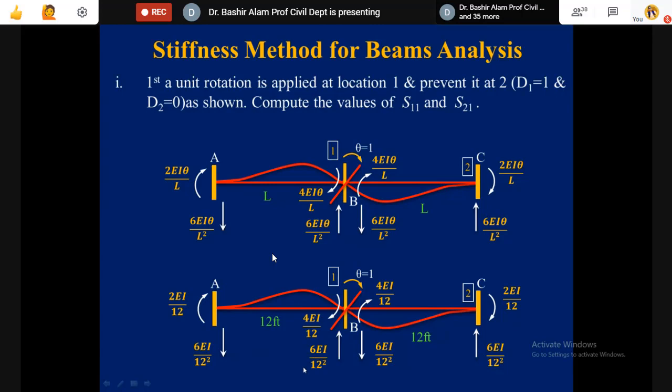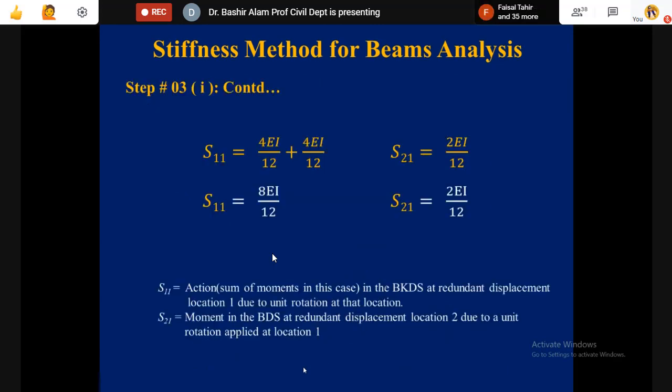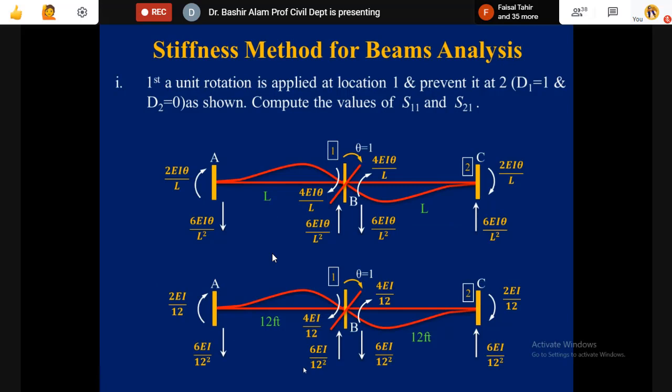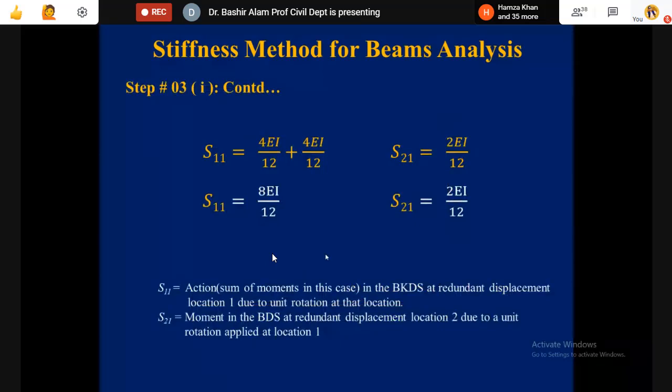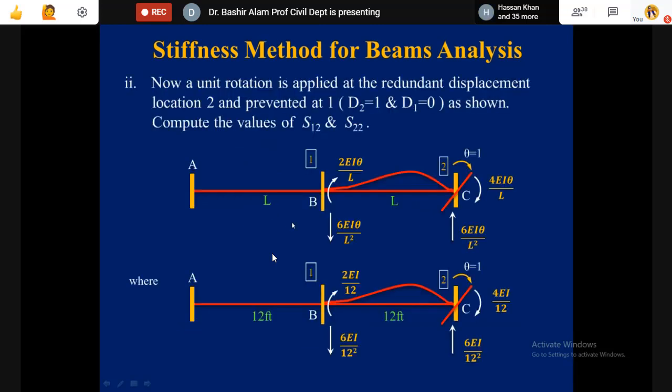Now we apply, corresponding to D2, a unit action. Look here, where is this? Here. It is applied here. So next, now, why is it not here? It is here actually. See, S11 is 4EI over L plus 4EI over L, so 8EI over L, and S21 is 2EI over L. So your first column is generated.